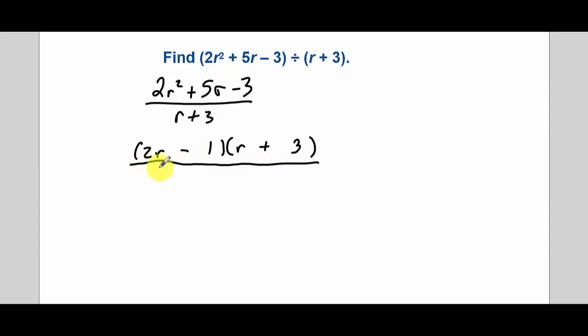And what do you know? The r plus 3 on the bottom will reduce. So that division is just 2r minus 1. And again, that's only going to work because the trinomial on top factors into a term that's on the bottom. It's not always going to happen.